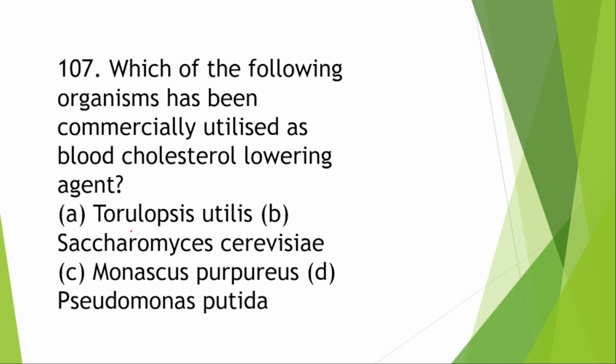107. Which of the following organisms has been commercially utilized as a blood cholesterol lowering agent? Torulopsis utilis, Saccharomyces cerevisiae, Monascus purpureus, Pseudomonas putida. So here the right option is option C, Monascus purpureus.